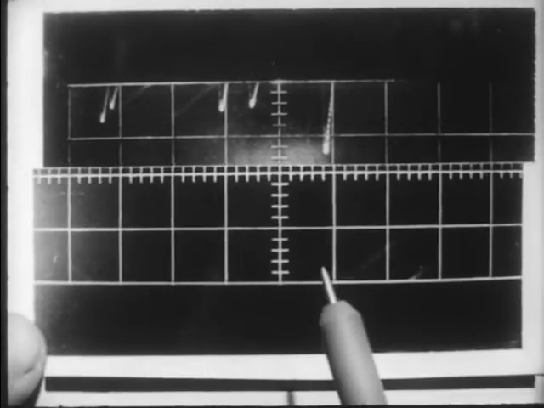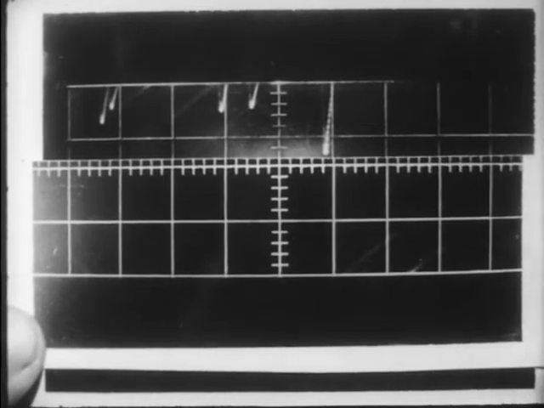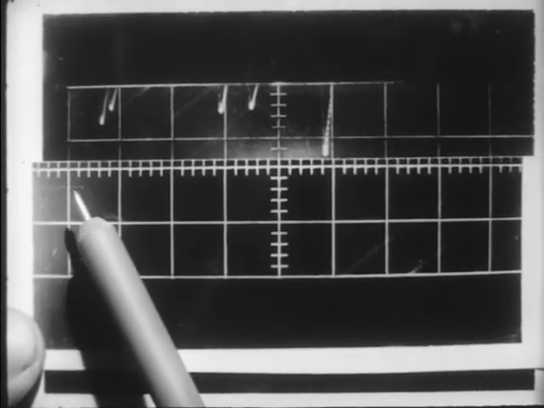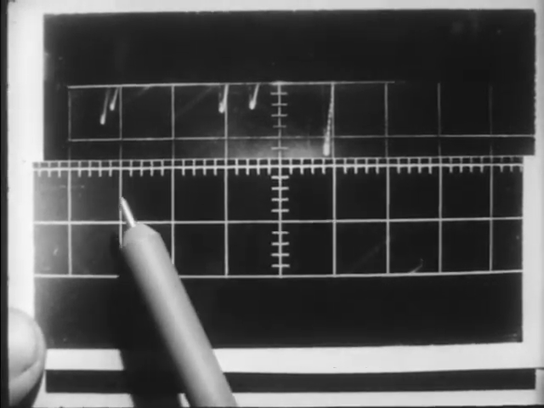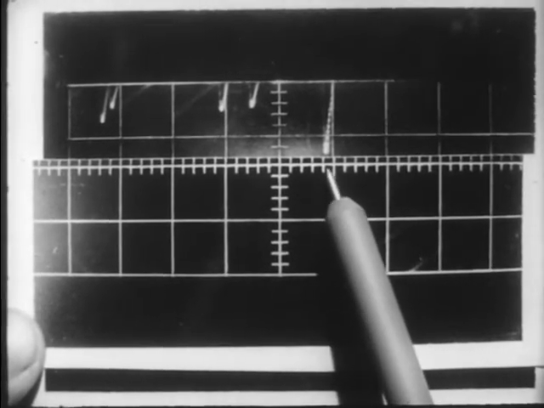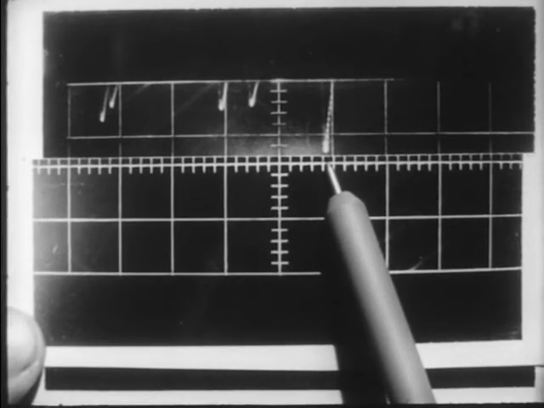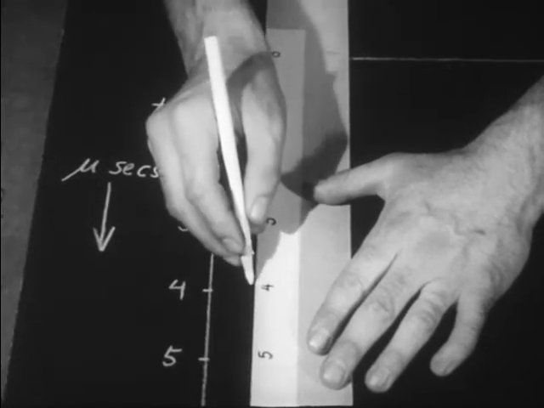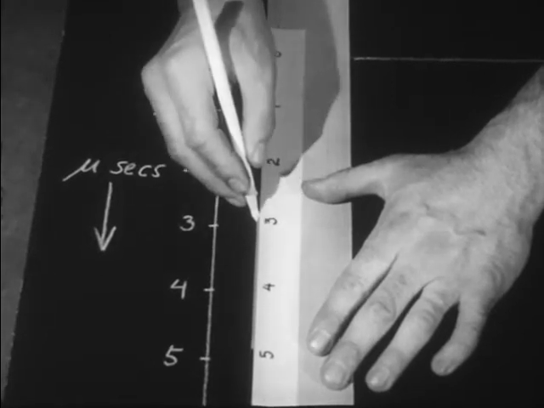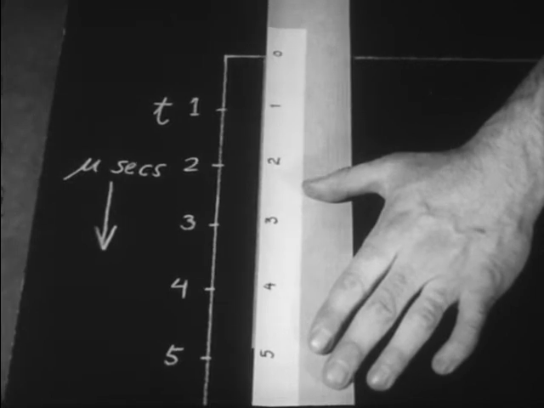Here's a convenient ruler to use, simply another exposure of the grid on the scope face. Now I'm measuring from the edge of the mask, and I find that this particular meson lived for 4.85 microseconds. I'm drawing on this expanded scale a line representing the length of the decay time of that meson in microseconds.